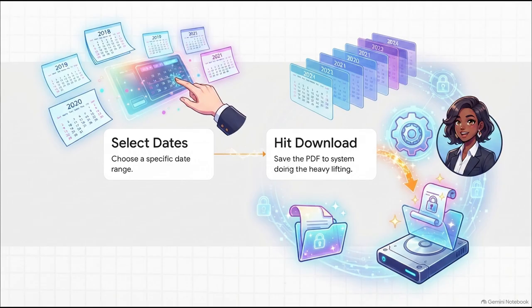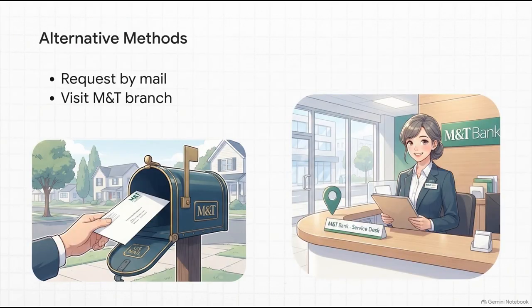Step 2. Just hit that download button. The backend system does all the heavy lifting instantly, generating a secure PDF replica that saves straight to your local storage. You can view it, print it, or email it right to your accountant. It literally takes seconds.